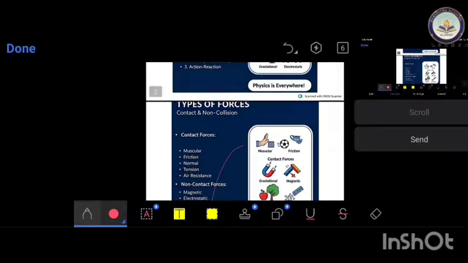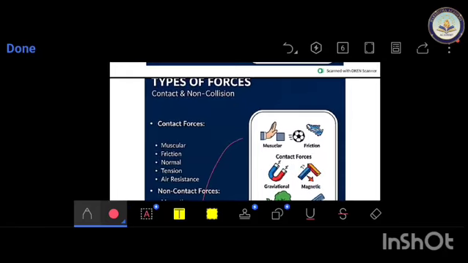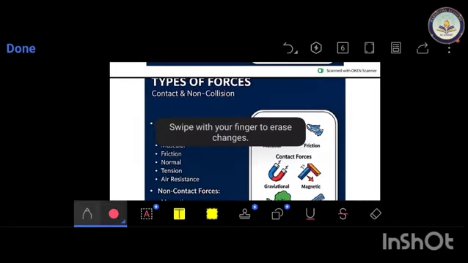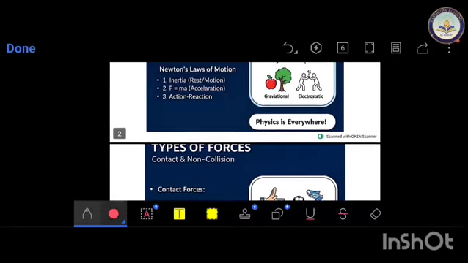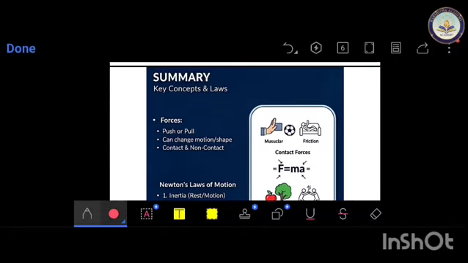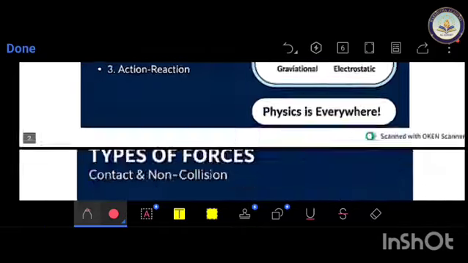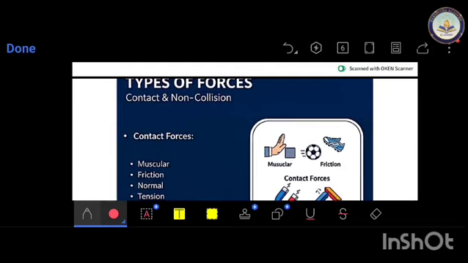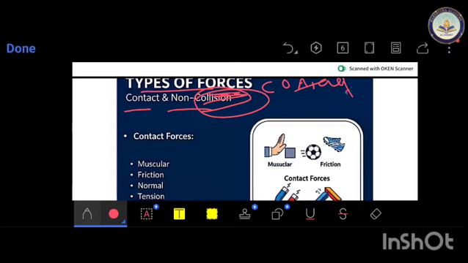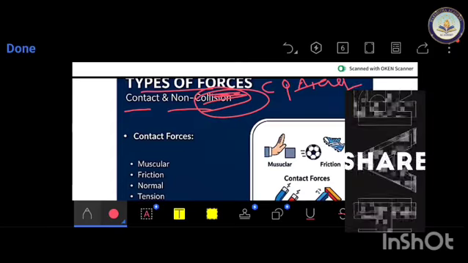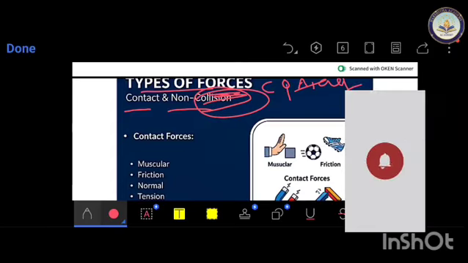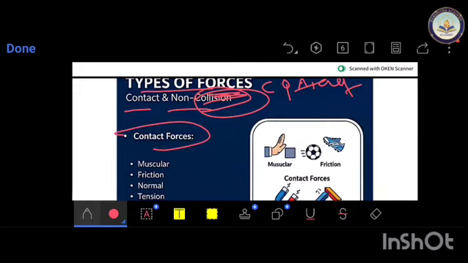Okay, guys, types of forces. Only one topic is left: types of forces. We want to know the contact forces and non-contact forces. Contact means forces that involve contact, and non-contact means forces without contact.